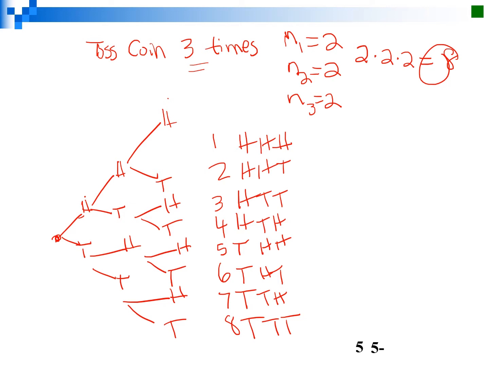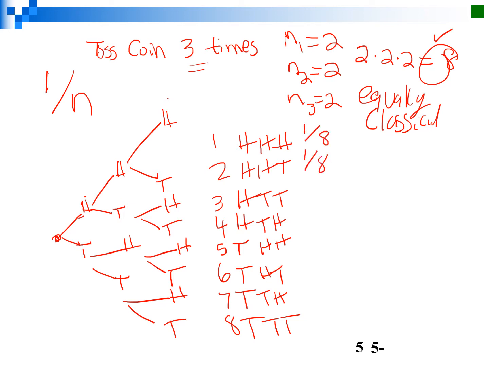Now, I'm going to leave this up because later on, eventually, let's say we know our outcomes. Remember, because this would be considered an equally likely scenario, this would be a classical approach to assigning probabilities. The formula for assigning an outcome for a classical probability is simply 1 divided by n. So if n is equal to 8, each one of these outcomes would be defined as a probability of 1 over 8, which is an equally likely chance of occurring.